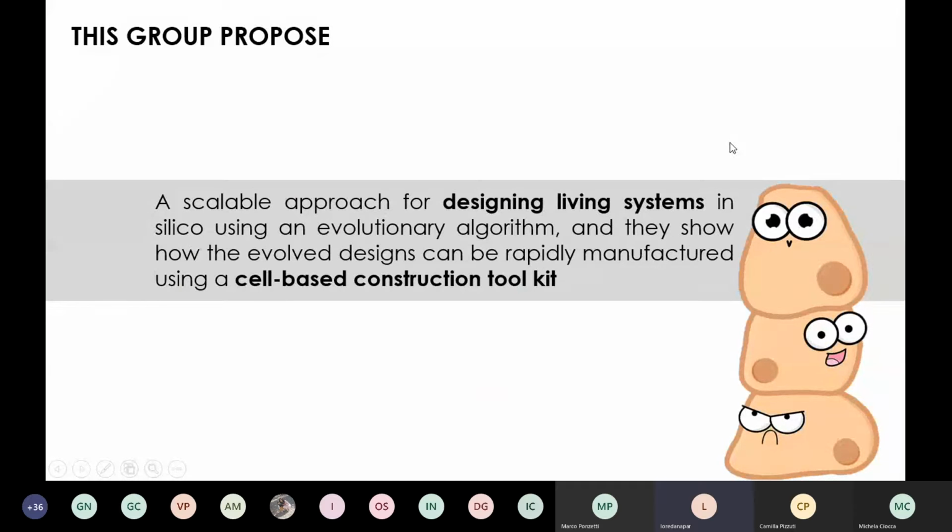In particular, this group proposed a scalable approach for designing living systems in silico using an evolutionary algorithm. And they show how the evolved design can be rapidly manufactured using a cell-based construction toolkit.